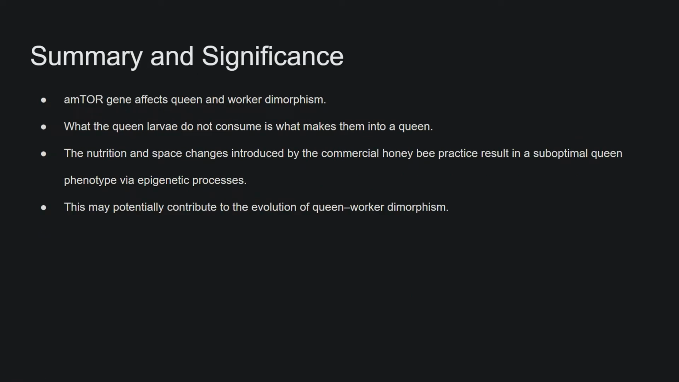The summary and significance of all this is that the mTOR gene is highly relevant with the growth of queen bees. Also, what the queen larvae do not consume is what makes them into a queen. Furthermore, environmental changes, including space and nutrition, in the commercial honeybee practice results in a suboptimal queen phenotype via epigenetic processes, which may potentially contribute to the evolution of queen worker dimorphism.